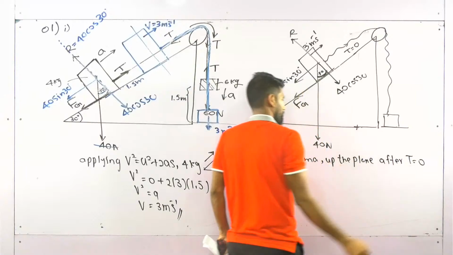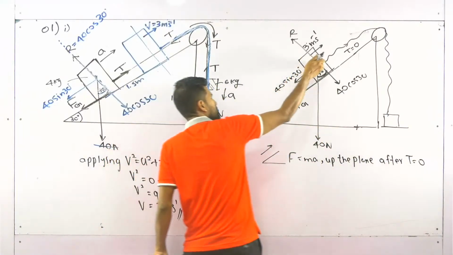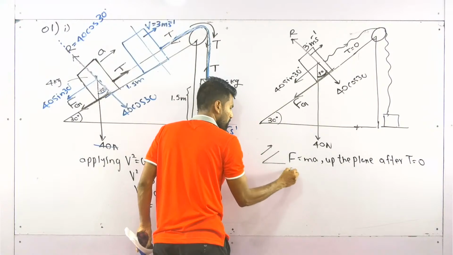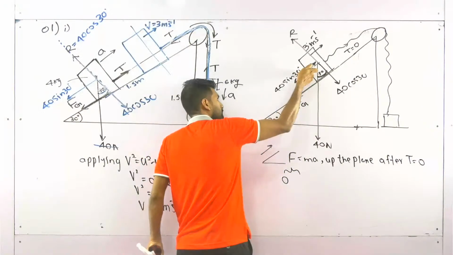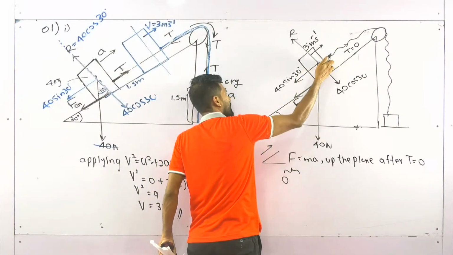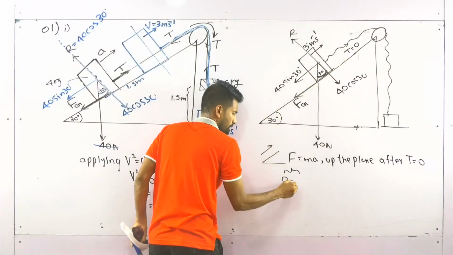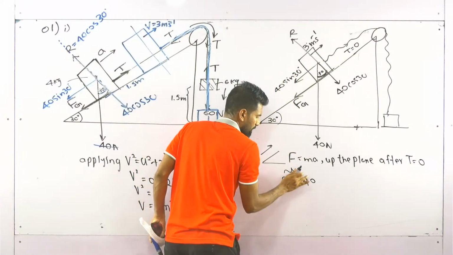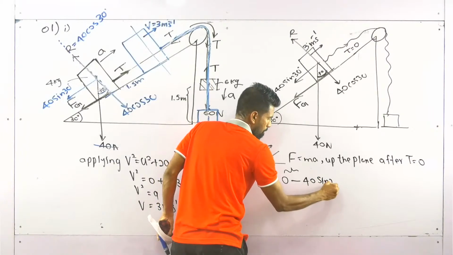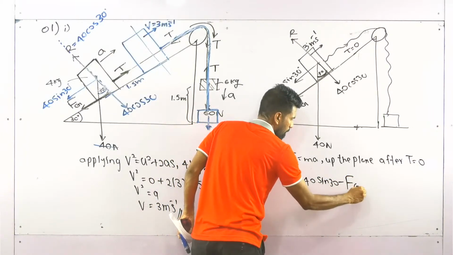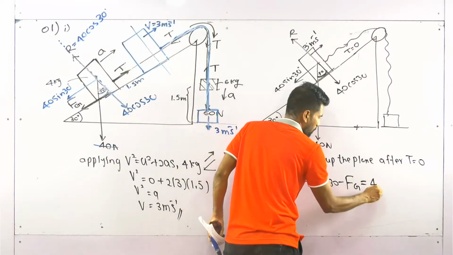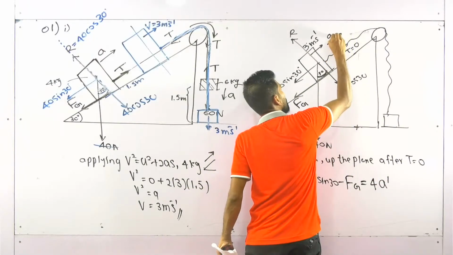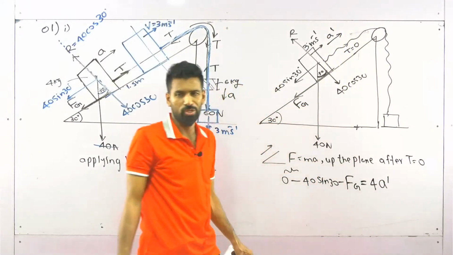T equals 0. So what are the upward forces now? 0. So this F should be the resultant force acting on the mass in the considered direction. Is there tension? No, 0. Minus, to the other side, there's 40 sin 30, minus friction is equal to 4 times the new acceleration, a dash. Acceleration will change from here. Why? The forces are changed.